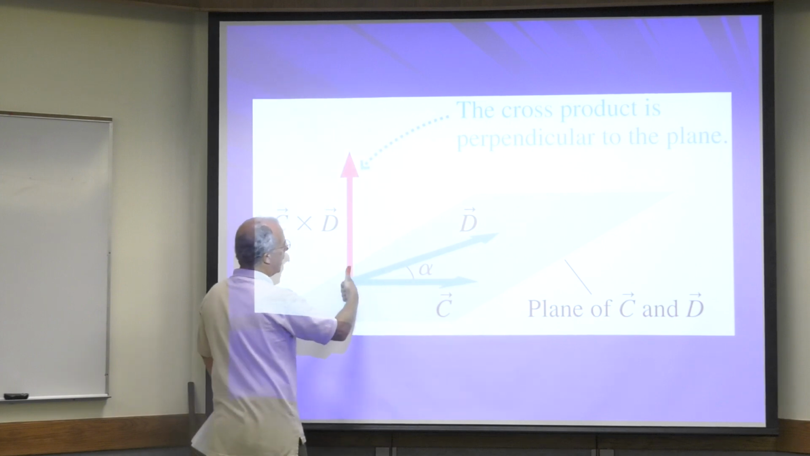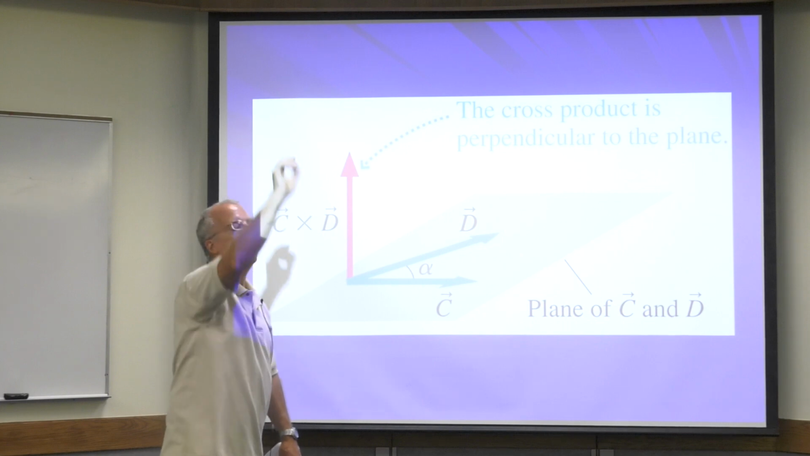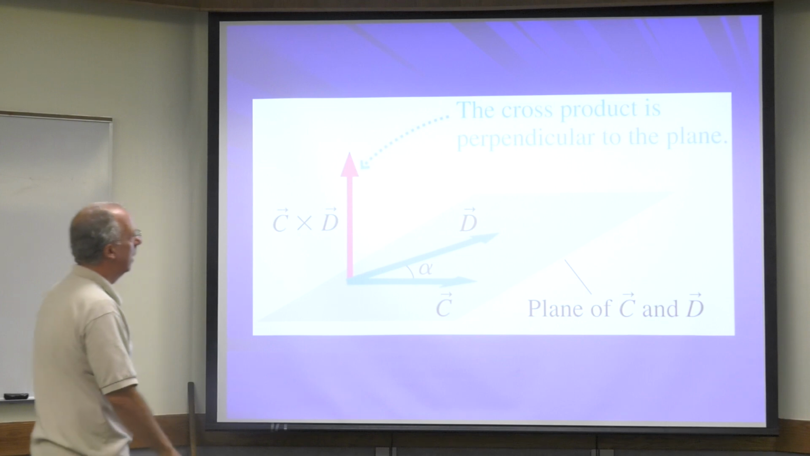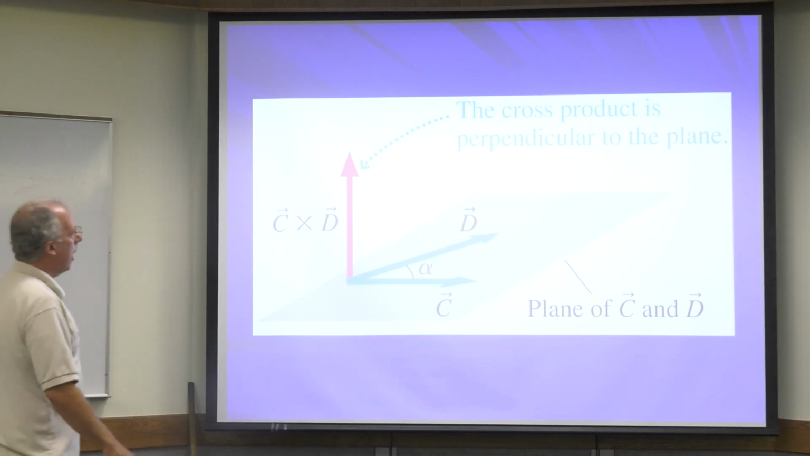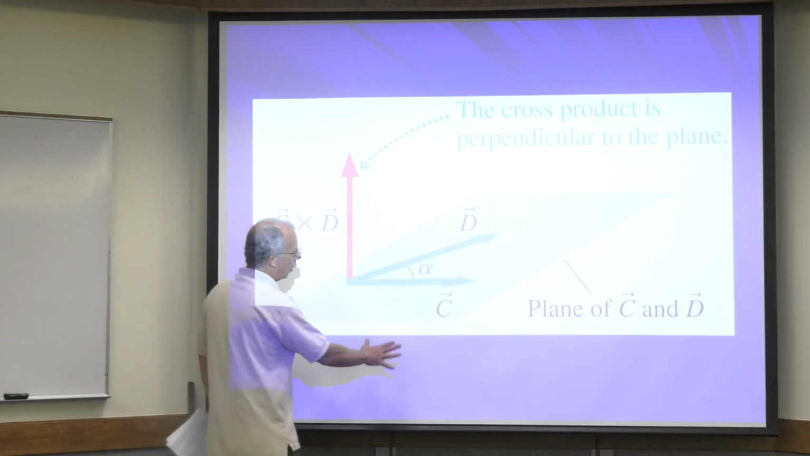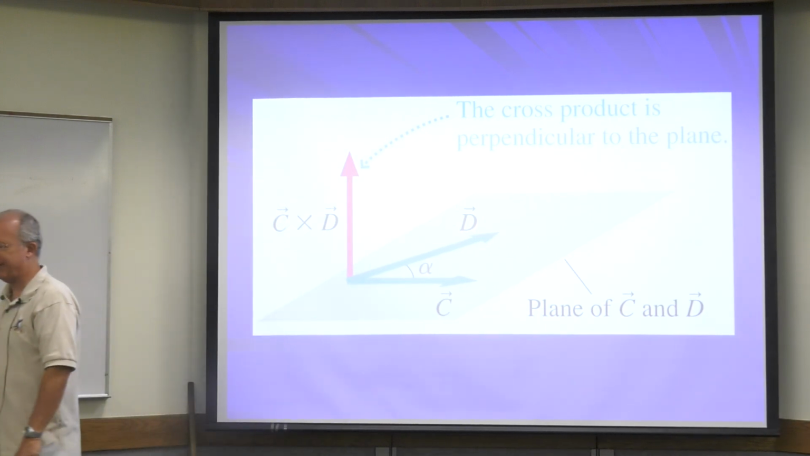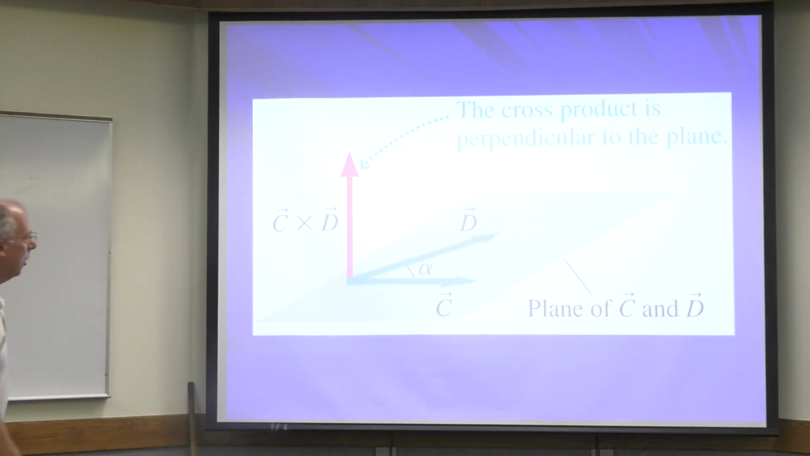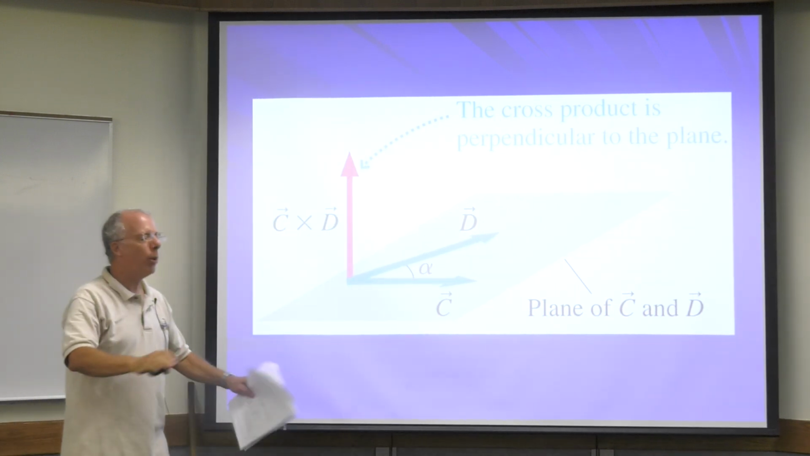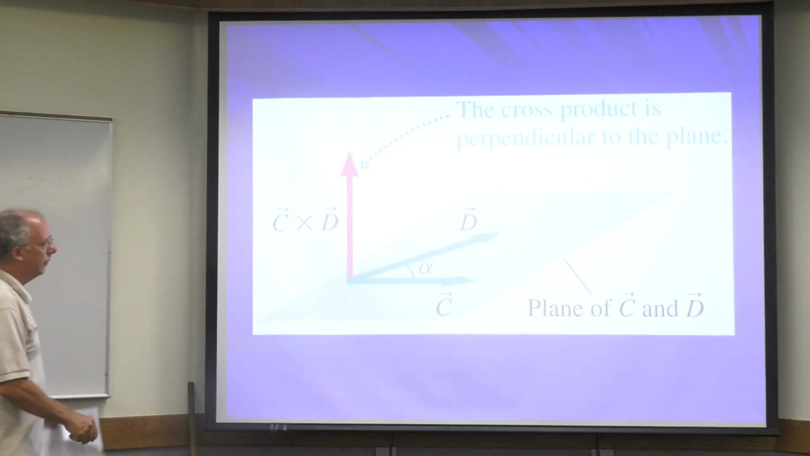So C cross D, again with a horizontal plane, is perpendicular to the horizontal plane. The cross product C cross D is perpendicular to the plane which includes the vectors C and D. Kind of weird, but that's what it is. So this is always perpendicular to this plane, and that's incredibly important, especially in Physics 220. You'll see how important that is when you learn about magnetism and things like that.